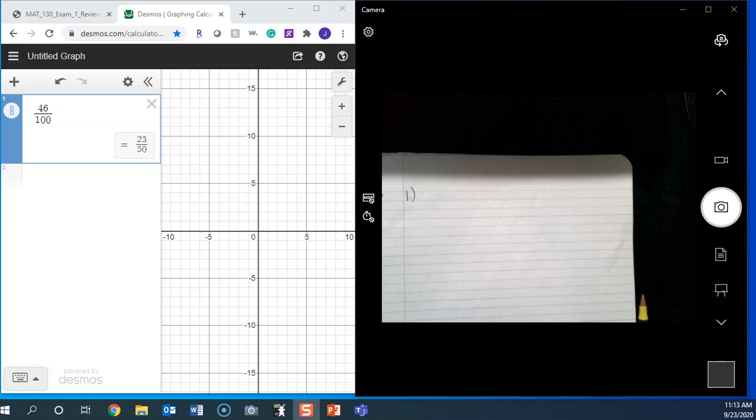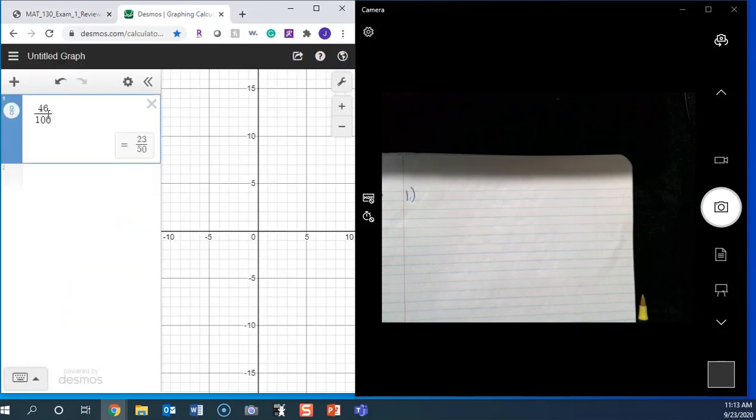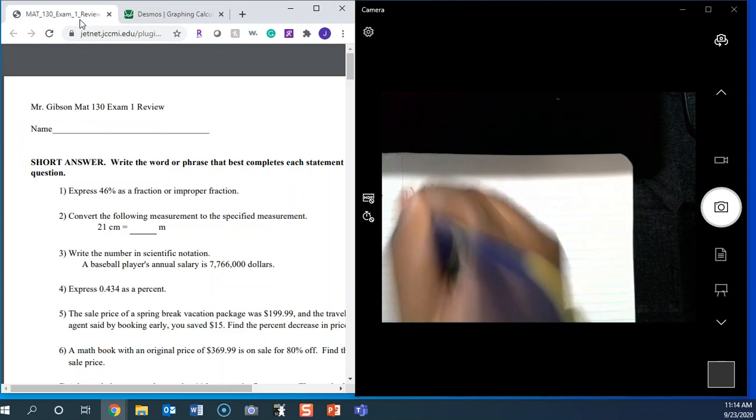Okay, no problem. All right, well, let me start back recording. So again, for problem number one, it says express 46% as a fraction or improper fraction. You could type 46 over 100, which is the equivalent of 46%. You could put that in your Desmos calculator, and it will give you this fractional counterpart here. Then you would write 23 divided by 50, or type it in on the exam.